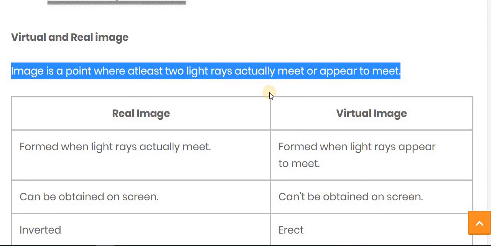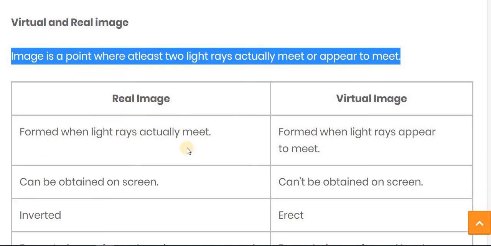There is a difference between actually meet and appear to meet. Actually meet means they really meet, but appear to meet means they do not actually meet, but we feel that they appear to meet. So they are different. The image is a point where at least two light rays actually meet or appear to meet, so that the image is formed.